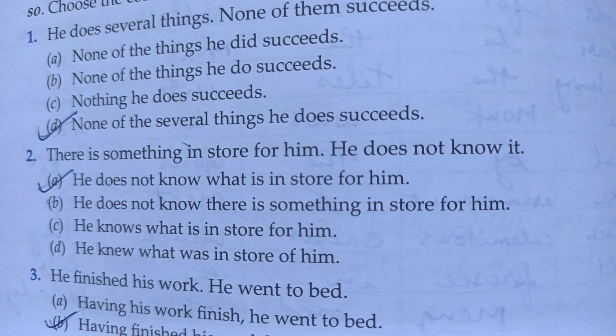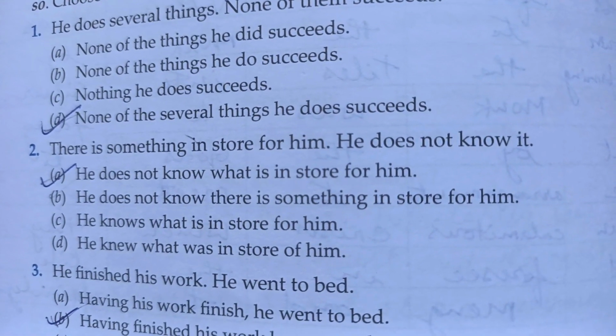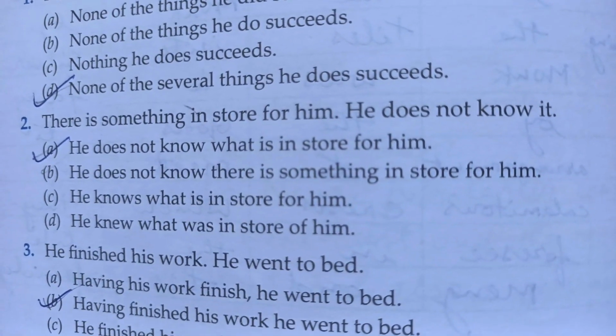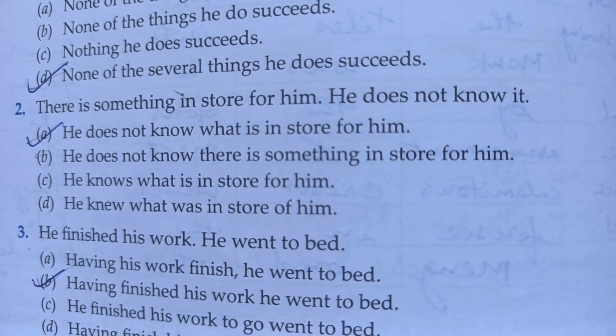Second, there is something in store for him. He does not know it. So here option A is correct. He does not know what is in store for him.